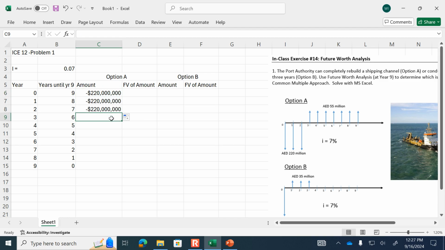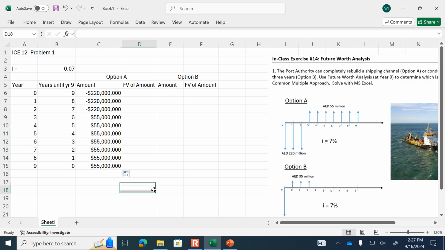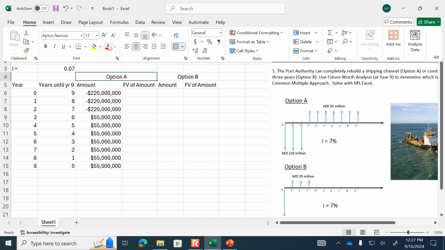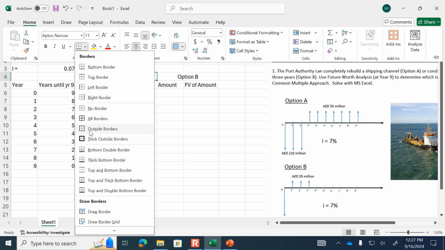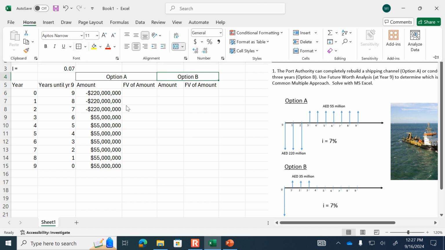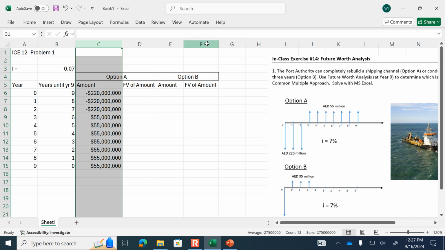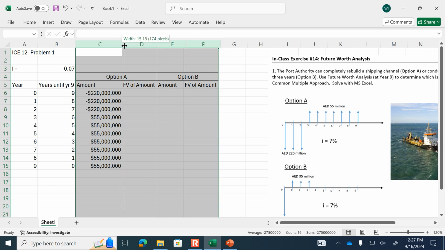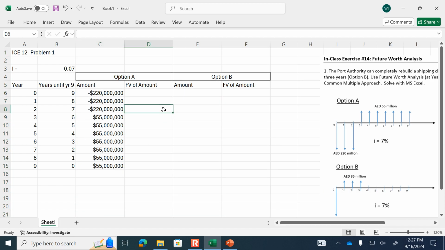Okay, so it's 220 million for option A, the first of 3 years, and then we have 55 million in revenue through the rest of the sequence. So that's our amount. Probably going to need to make these other columns wider as well. I'll give you a moment to type that in.